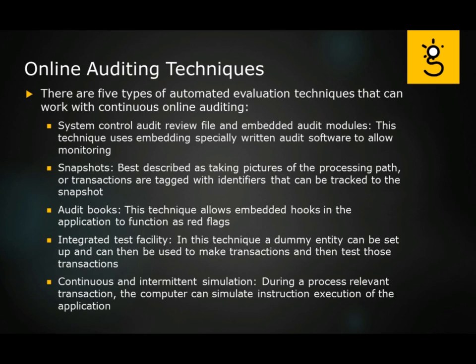The integrated test facility is a technique where dummy entity information can be set up and then used to make transactions, and basically testing the results of those transactions to see that we're getting consistency in the processing and the accuracy as well. Continuous and intermittent simulation is a process where we can look at the relevant transaction, and the computer can then simulate the instructions and execution of the application, again testing to make sure that it's working for us.